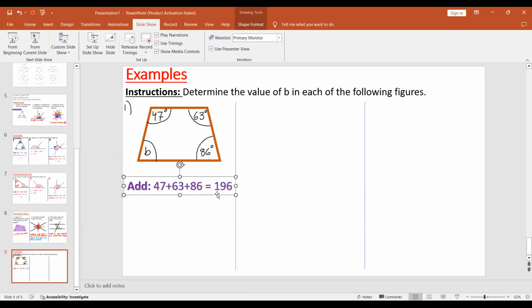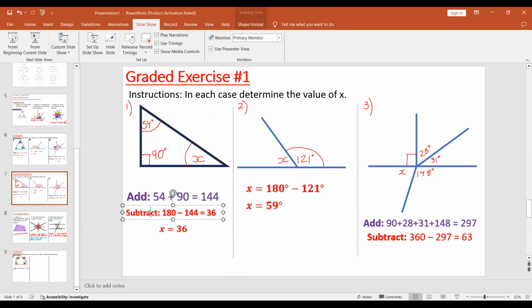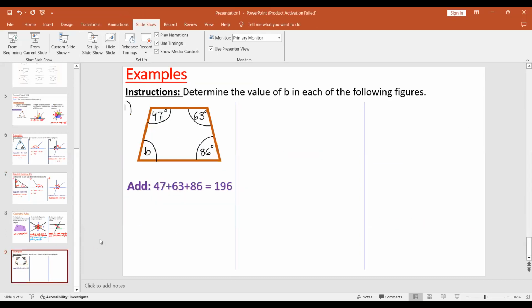But are we finished with the question? Are we done? No, we have to subtract, right? So we have to subtract 196 from 360. So 360 minus what?